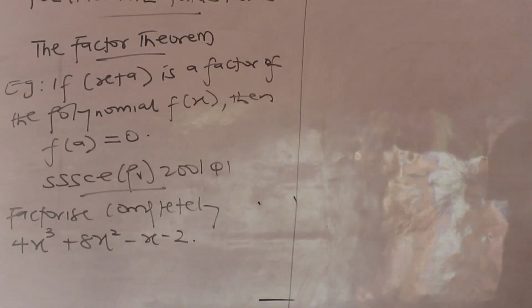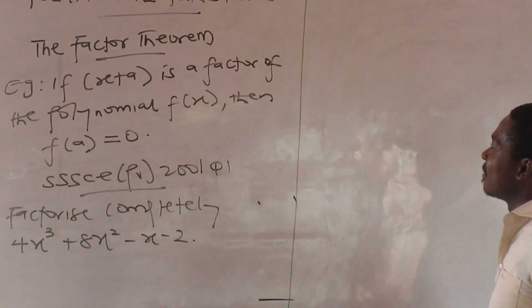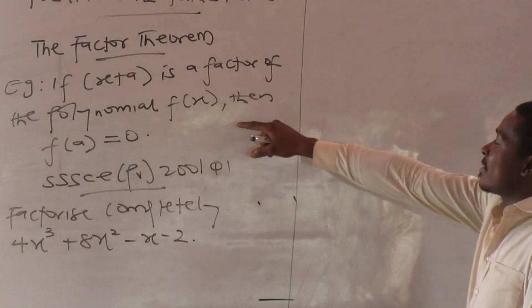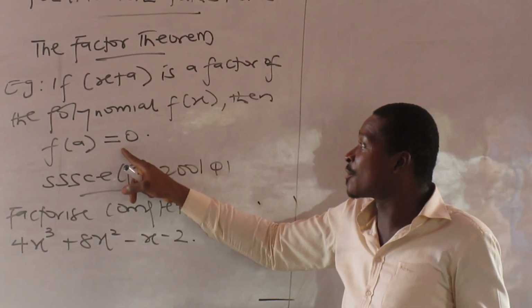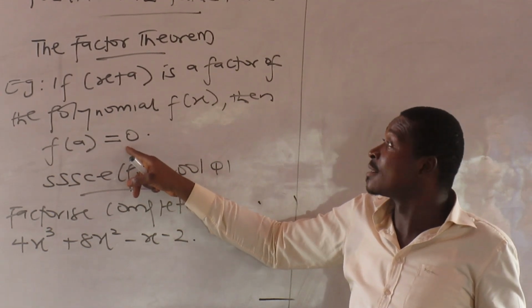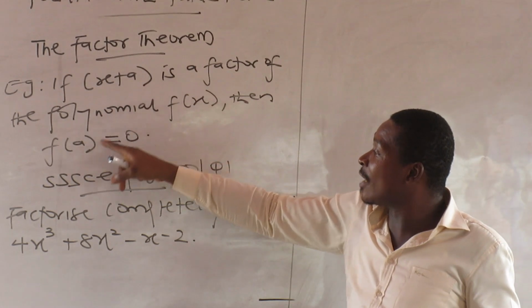So, welcome to the factor theorem. If x plus a is a factor of the polynomial, as it will be stated, then f of minus a equals 0. So if x plus a is a factor, then f of minus a equals 0.